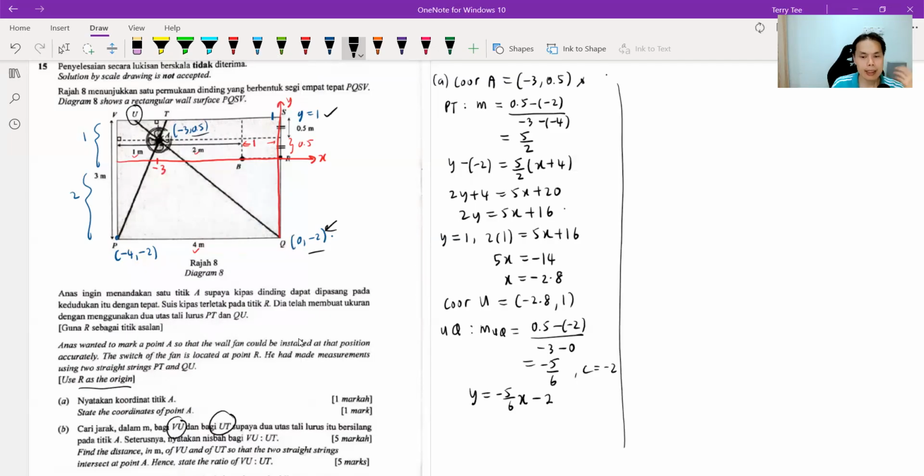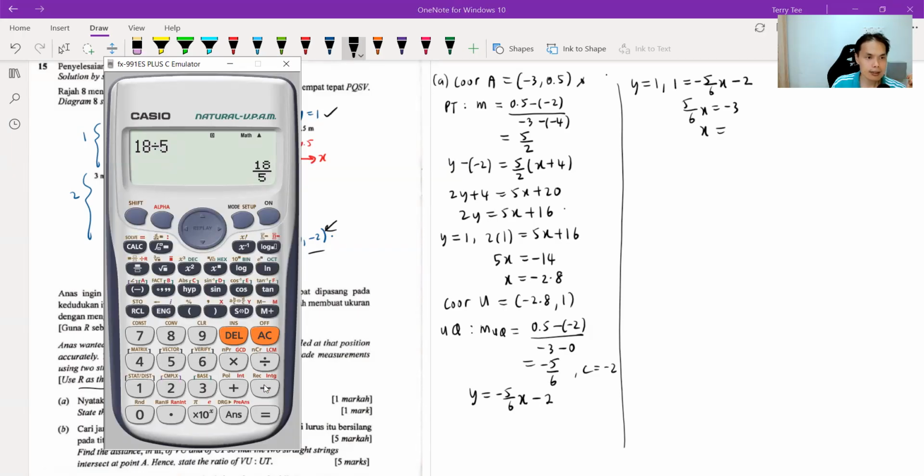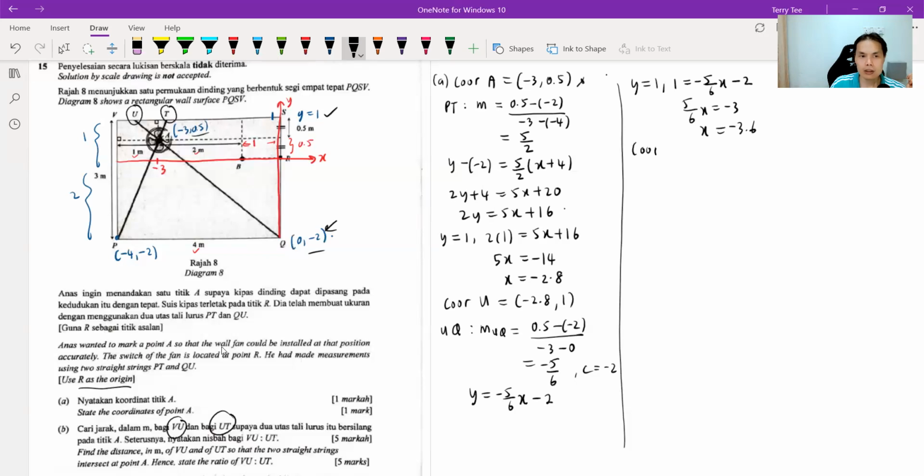Now, what I need to do next is again find coordinate point T. At point T, your y again is 1. So I put 1 inside, negative 5 over 6x minus 2. Bring over, 5 over 6x is negative 3. X is 18 over 5. 18 divided by 5, use your calculator, is 3.6. Negative 3.6. Therefore, the coordinate of point U is negative 3.6 and 1.